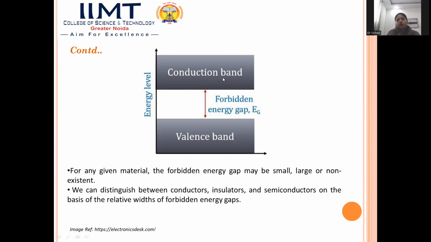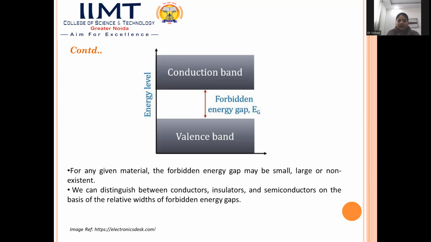Once the electron goes to the conduction band, it becomes a free electron, and the larger the number of free electrons, the larger the conductivity of that particular material. This forbidden energy gap varies from material to material. It may be very small, it may be large, or in some cases, as in metals, it is non-existent. Its value will be 0, meaning there is no gap between the valence and the conduction band.